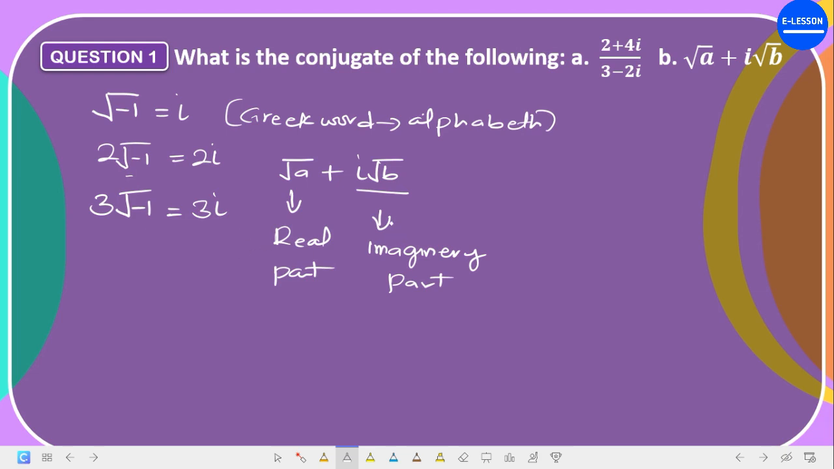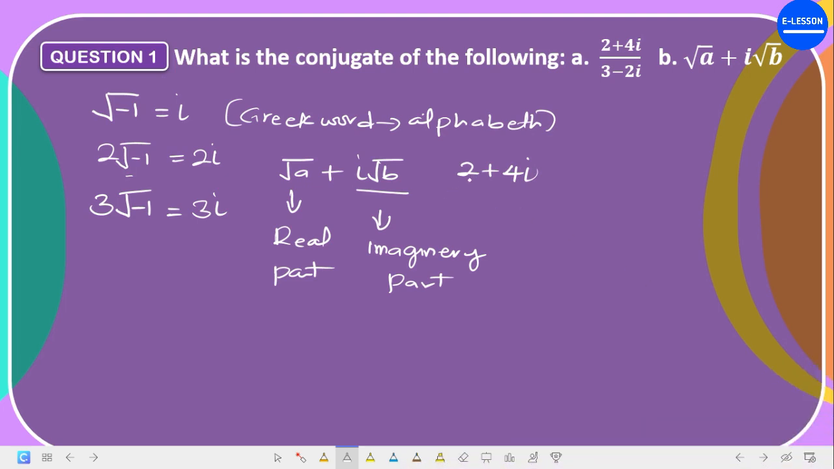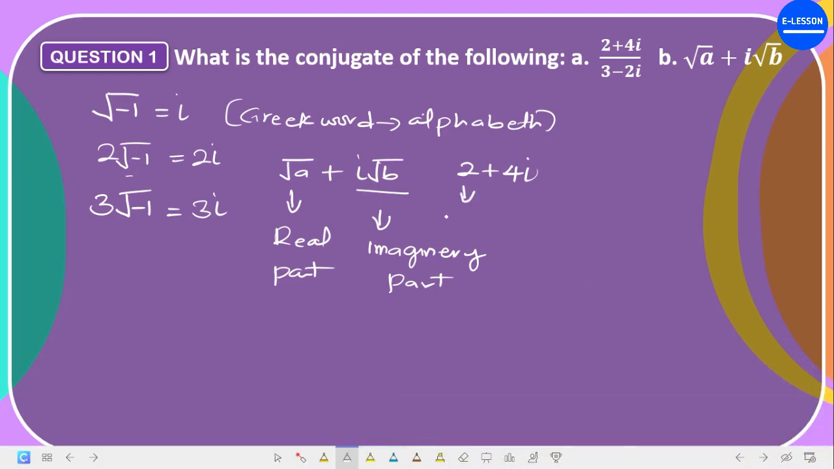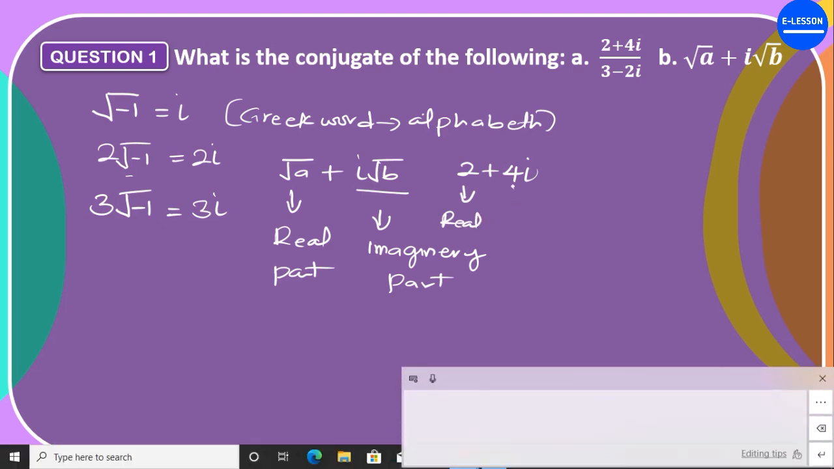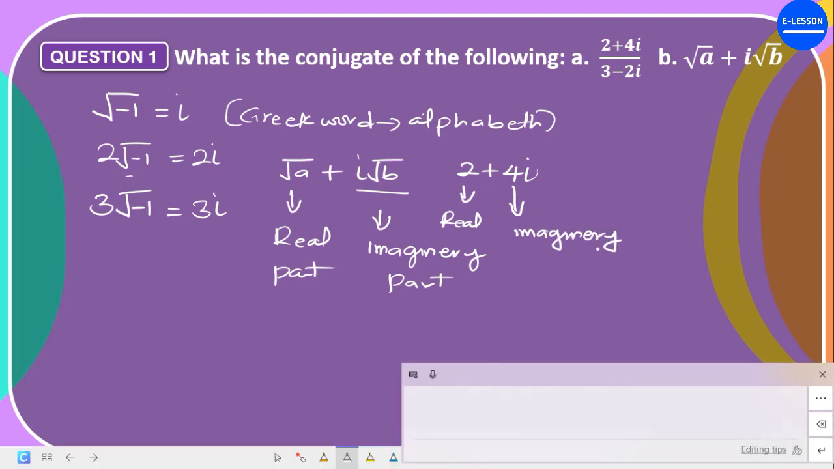Now, there's no complex number that does not have a real part and an imaginary part. They must have the real and the imaginary. Now, let's assume you have something like 2 plus, let's say, 4i. Where is the real part and where is the imaginary part? Of course, we know that 2 is the real and 4i is the imaginary.